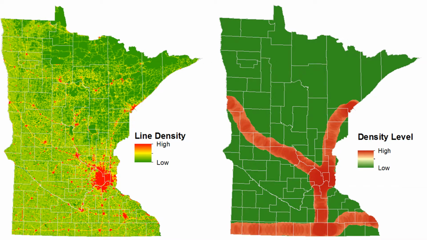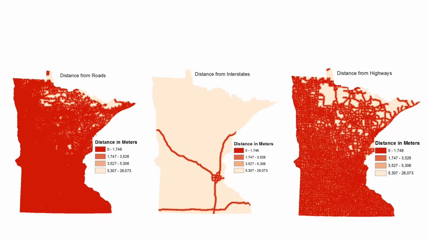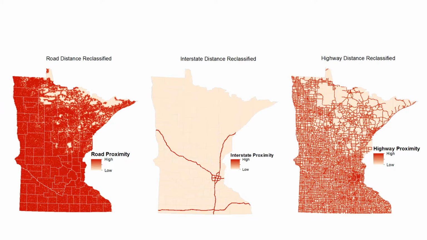Compared to the density level of intersections along the interstates, city dispersal away from the Twin Cities is easy to recognize here, if you look at density and level of interstates and line density together. Next, the model identifies locations of roads, interstates, and highways. The distances here were reclassified in equal intervals and converted on a ramp legend based on proximity.